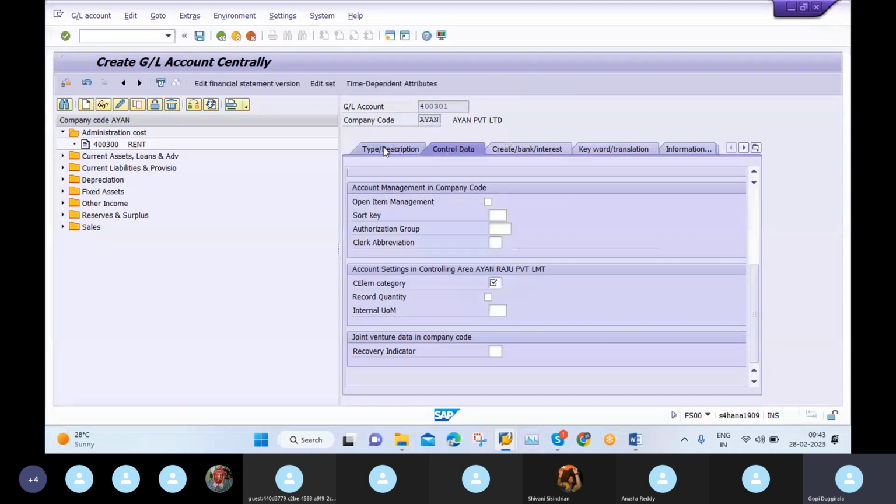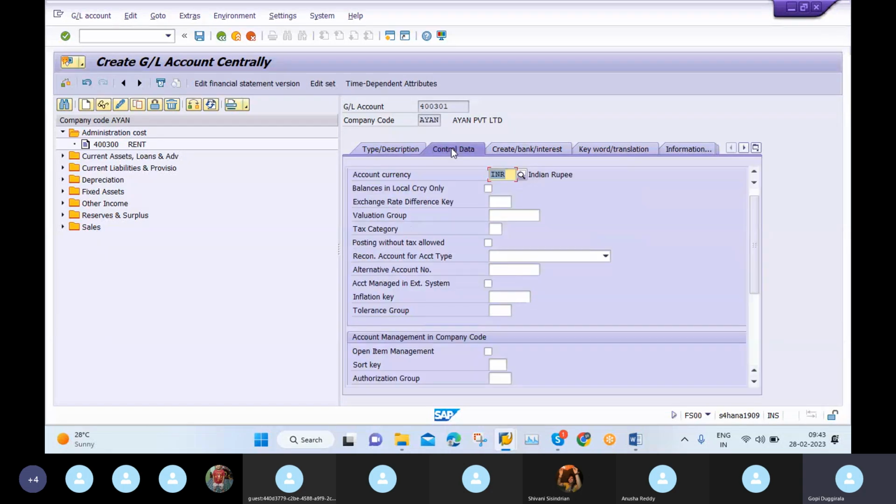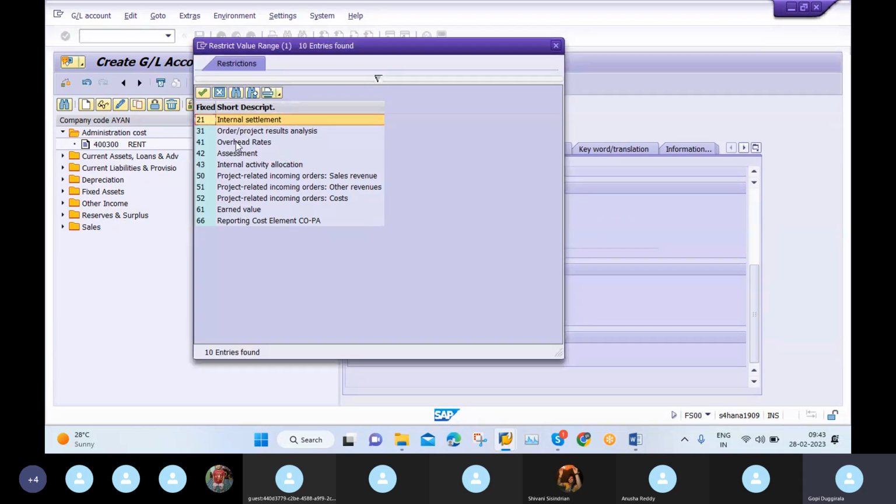If I select the secondary cost here and go to the control tab, you can observe the cost element category. The secondary cost element types are these: internal settlement, order project analysis, overhead rates, assessment, and 43 internal activity allocation. So in our interview, definitely you can expect these questions.